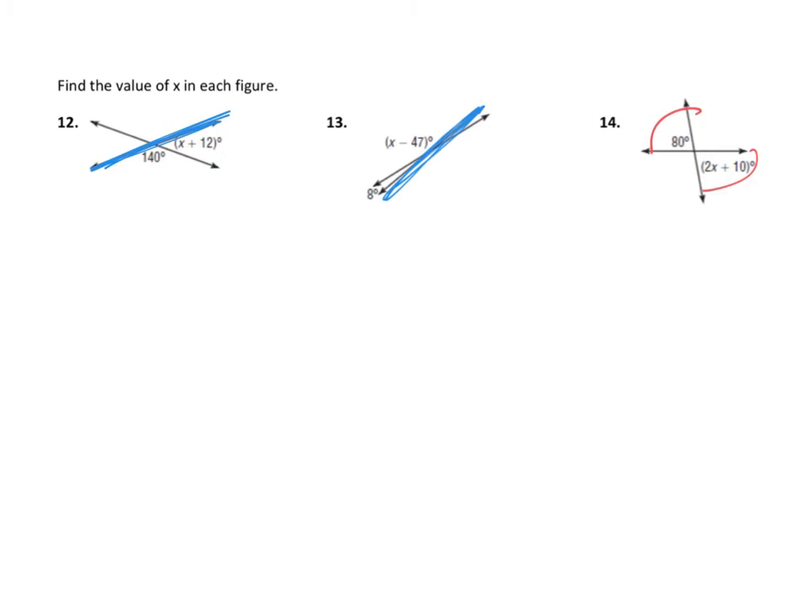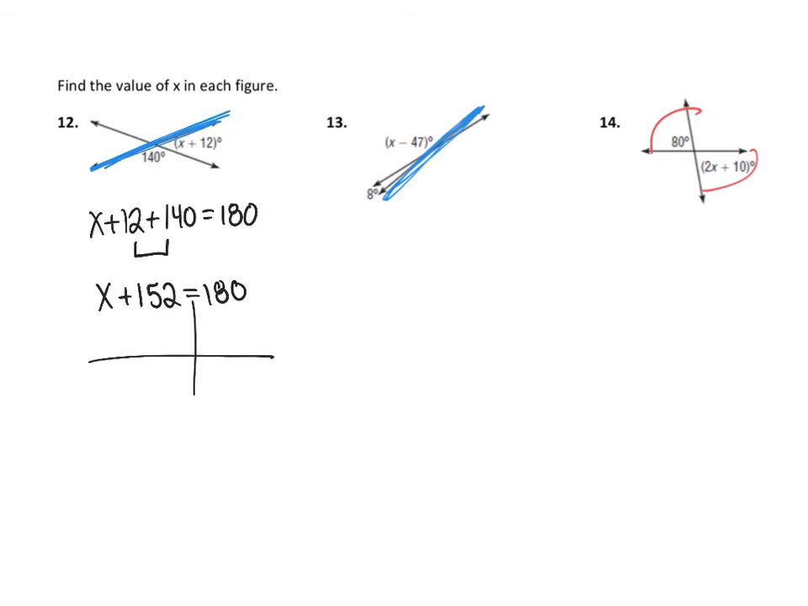So I know that with 12 and 13, they both make straight lines. So x plus 12 plus 140 will have to equal 180. I can then combine my like terms, leaving that x there. 152 equals 180, and then look at that. I have a simple one-step equation by subtracting 152 on both sides, leaving me with 28. So x would be 28.